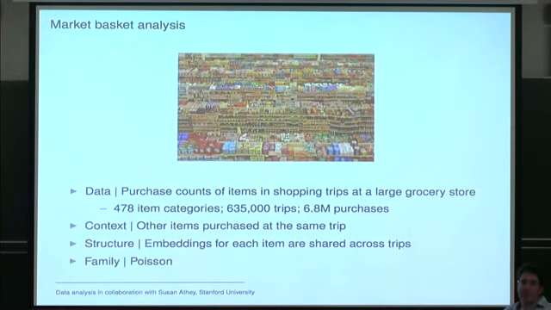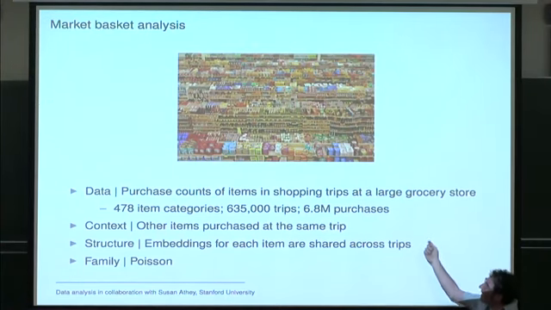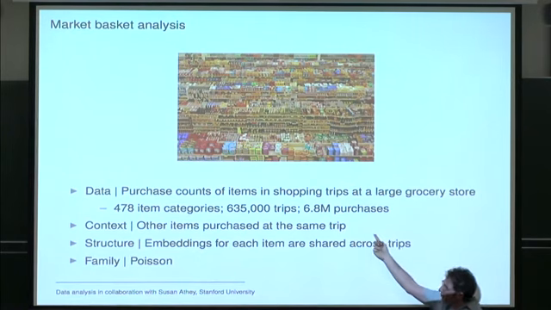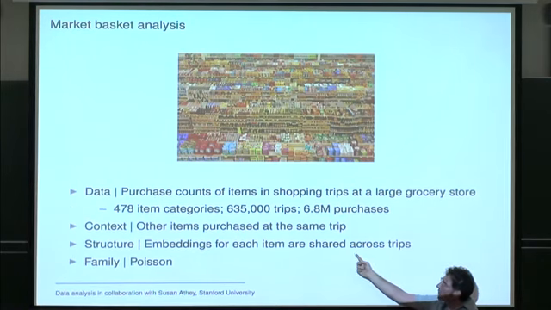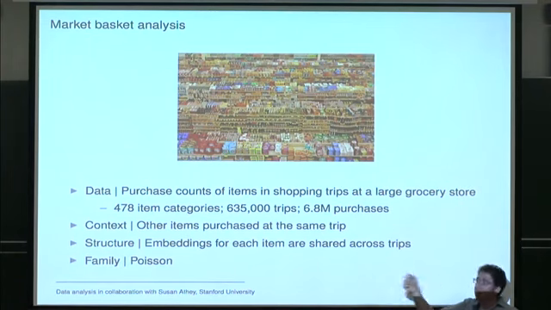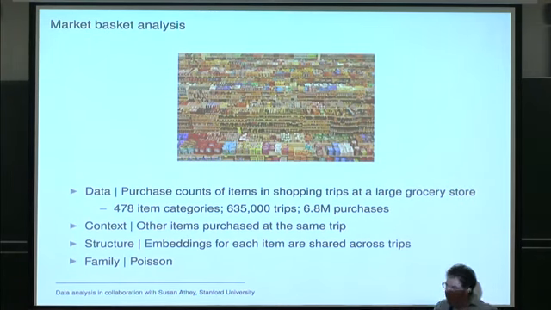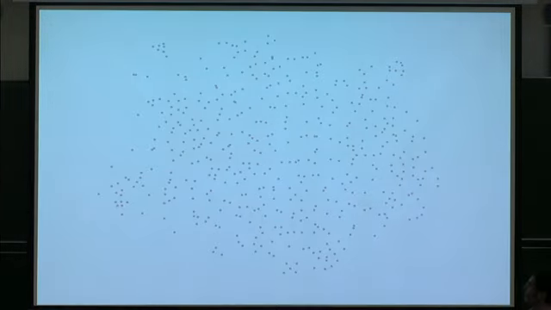First, I'll show you some examples of a real grocery store. We took purchases of counts on shopping trips at a large grocery store. These are item categories, 478 of them. And the context is other items purchased in the same trip. The structure is that the embeddings for each item are shared across trips. And the family is Poisson. And here is the picture of these 478 items laid out in two-dimensional space.